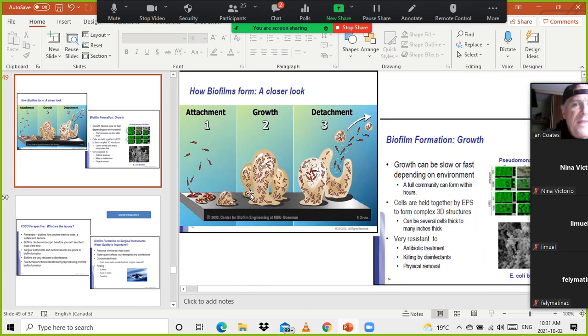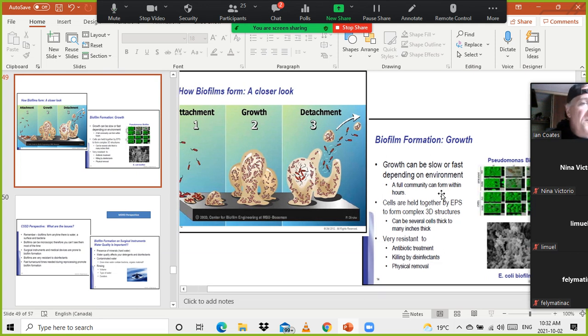And then they get their job done. They make their biofilm, they make their slime, and they've created an artificial environment where now they can do their thing, and then away they're off onto another surface. That's how they do it. Growth can be slow or fast depending upon the environment. A full community can form within hours. And with geometric growth, these bacteria replicate very fast.